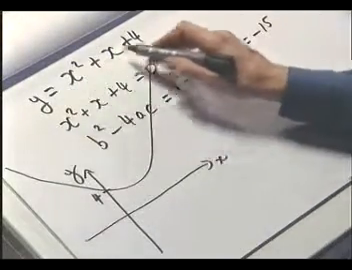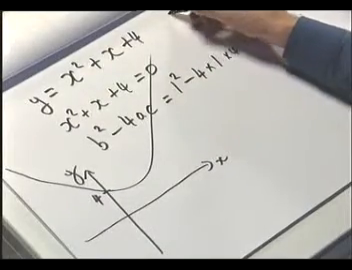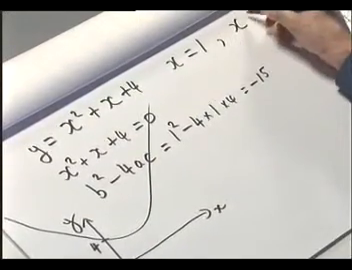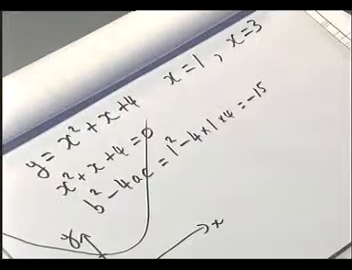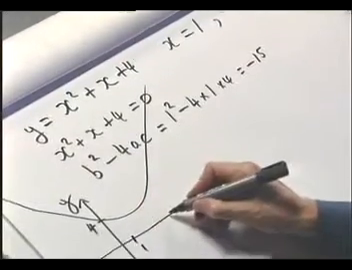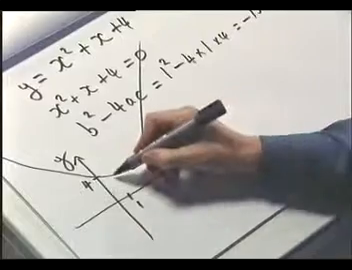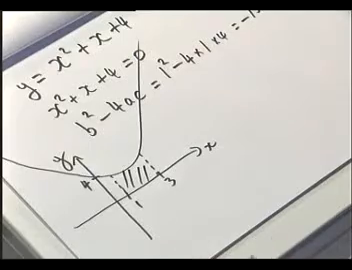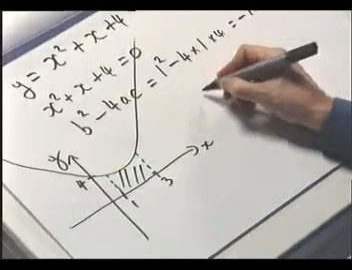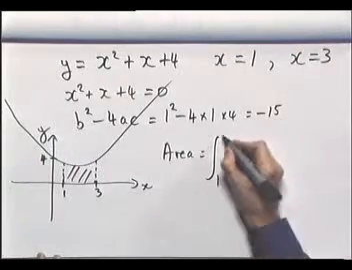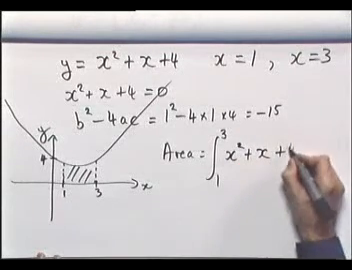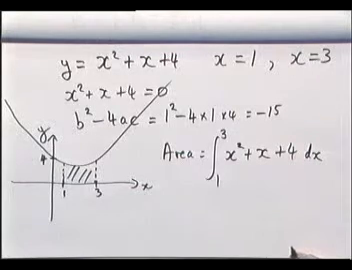So we want the area between this curve, the x-axis, and the ordinates x equals 1 and x equals 3. X equals 1, let's say, is there. X equals 3, let's say, is there. That's the area that we're after. No real problems with that area. So let's do the calculation. The area is equal to the integral between 1 and 3 of x squared plus x plus 4 with respect to x.